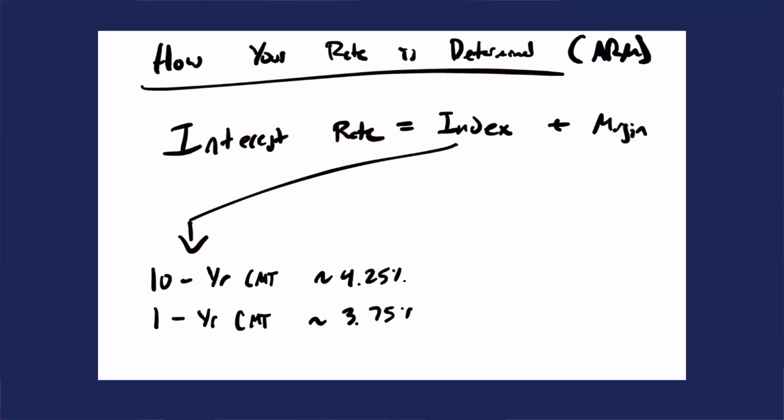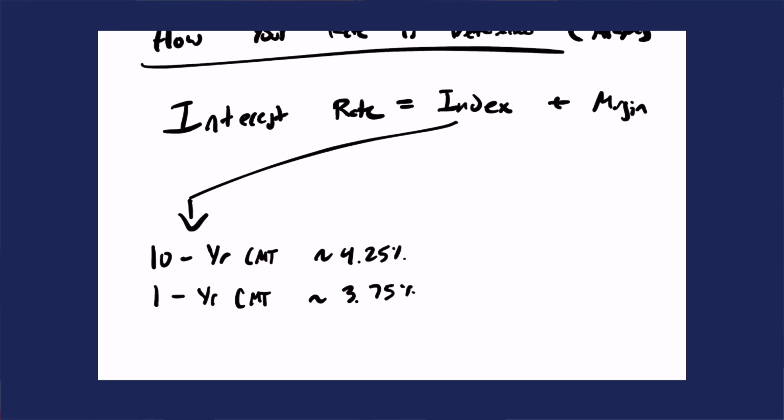So if you open up the newspaper, go look at the Wall Street Journal, they're usually reporting what's going on with the 10-year CMT or the 1-year CMT. These are known as the treasury bonds or the treasury yields. So you can look at those. Right now, they are trading around 4.25% and around 3.75%. Now, these will change, so they can always be different. If you look at this video a couple of years from now, we're recording in spring of 2025, the rates could be higher, they could be lower. It just depends.